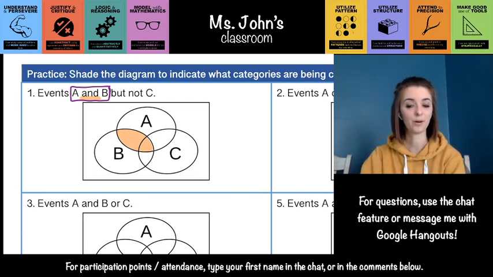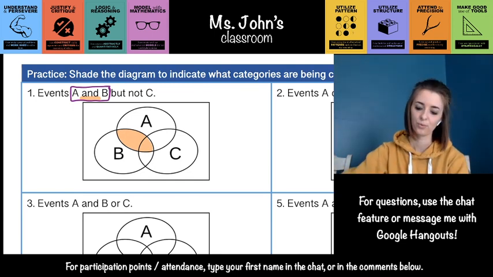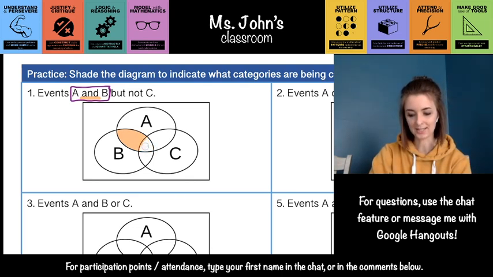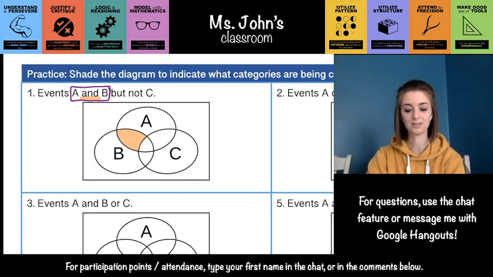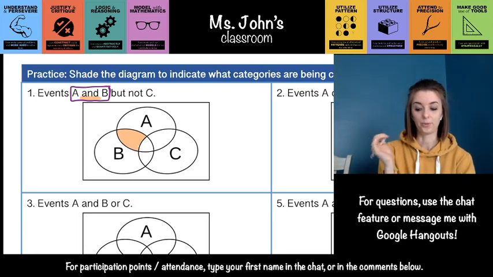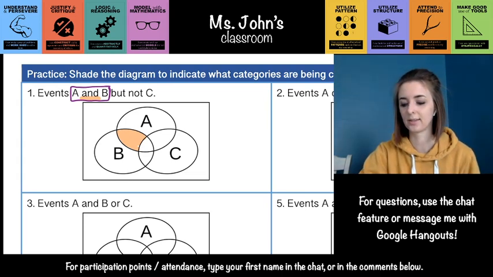Both of them occurring, but if C happens, we're no longer happy. So we now need to take away this portion that's inside of the C circle, because that's where C is occurring. So that "not C" becomes relevant here. We have A and B, but then not C. We took away the little part that was in C's circle.